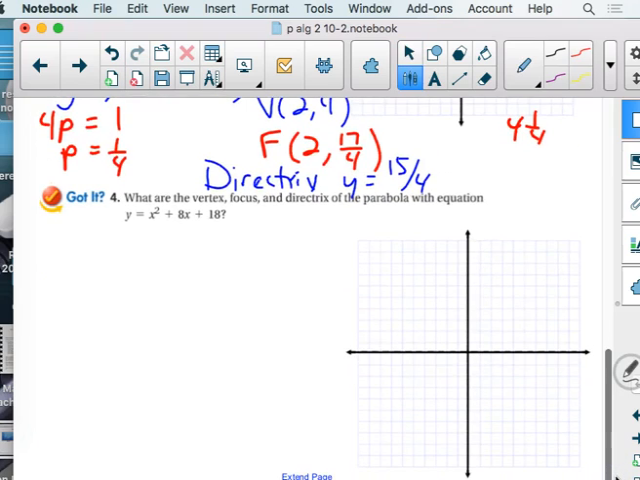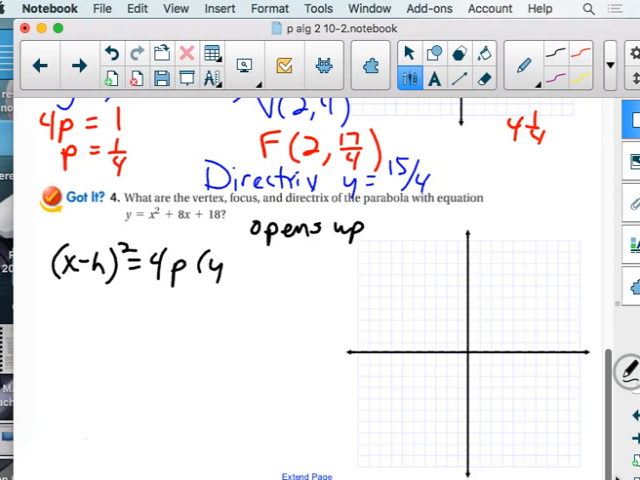So this one says, what are the vertex, focus, and directrix of the parabola with that equation? First things first. Is this one going to go right, left, up, down? Where's it going? How do we know it's up? x squared, and it's positive. So we've got another one here that's going to open up. So the x squared piece again, I'm going to need (x minus h) squared equals 4p times (y minus k). It's just like the last one over here.